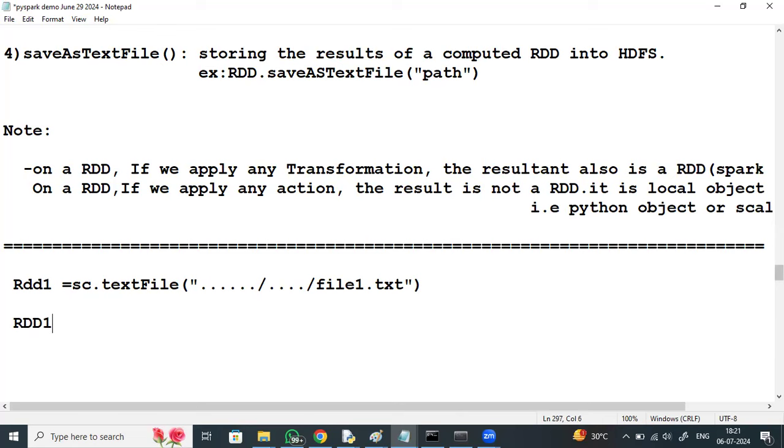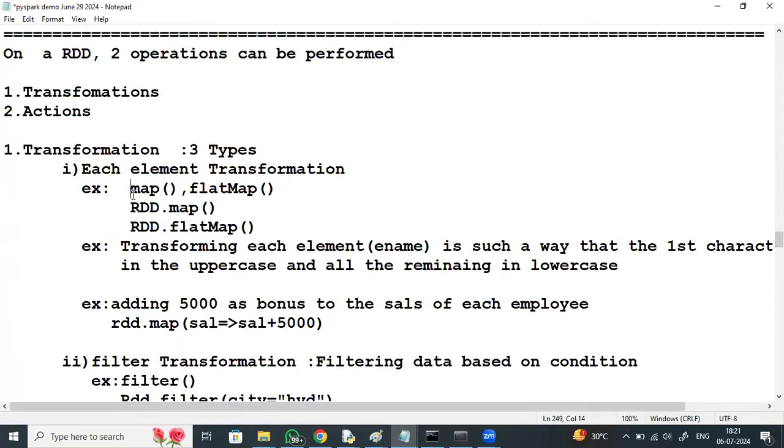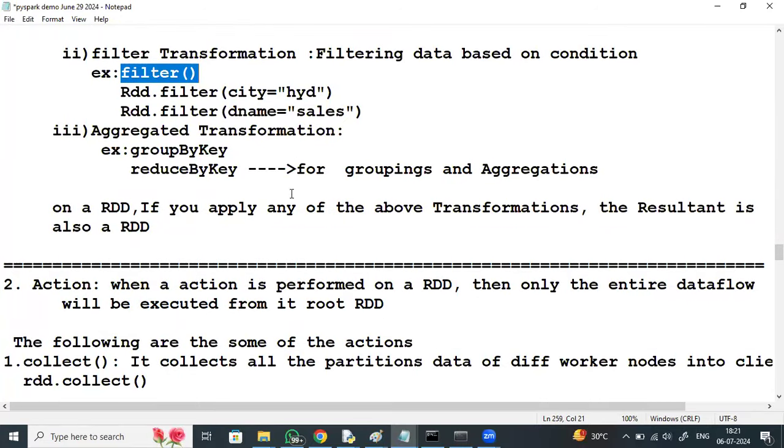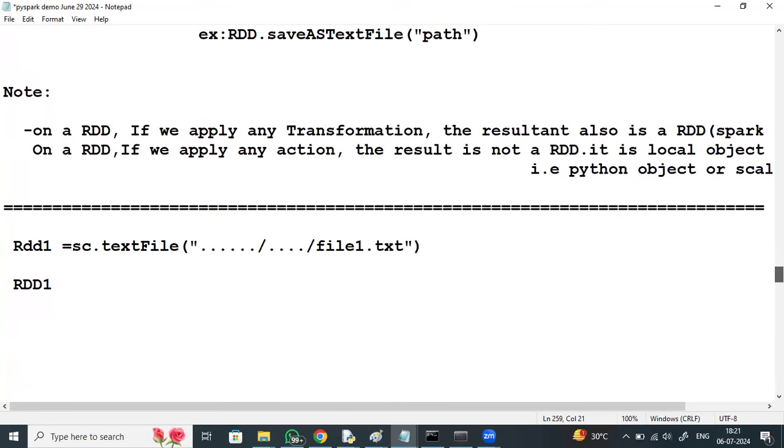On this RDD, I just discussed some of the transformations. What are the different transformations? Map, flatMap, filter, startsWith, endsWith, group, reduce, yes, reduceByKey. On RDD1, if I perform a map transformation, you're adding some salary to each and every employee, some map operation is performed.